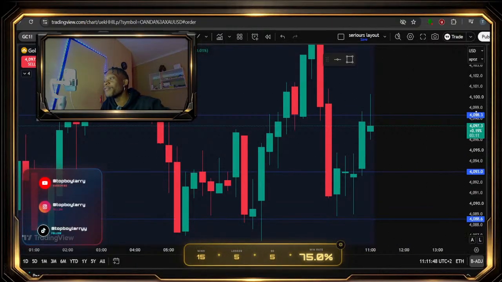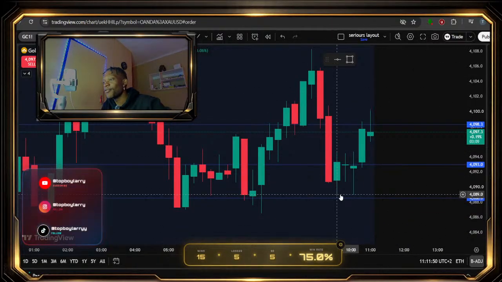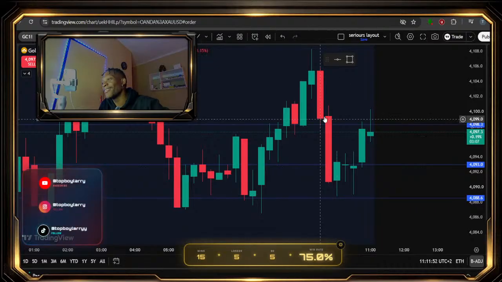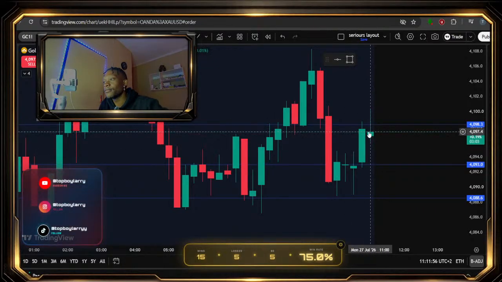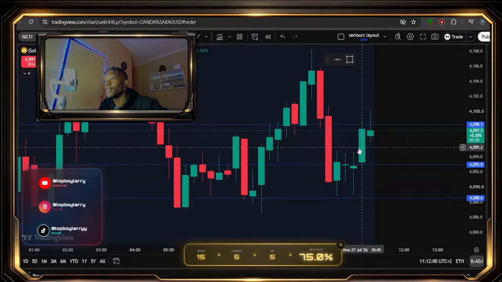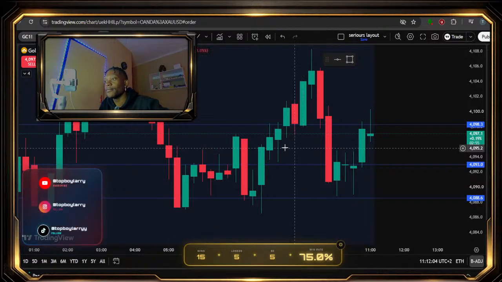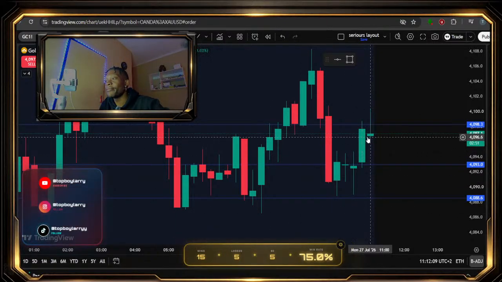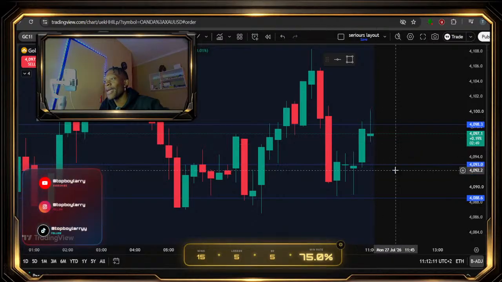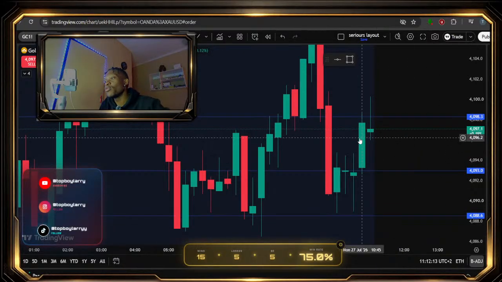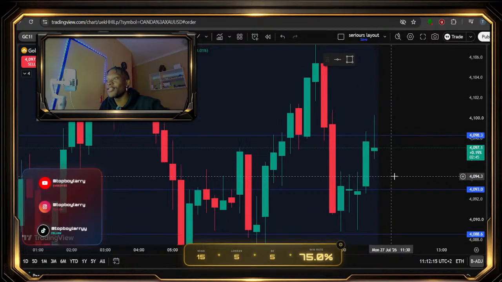Look at how long we've been waiting. 2 hours for no trade, literally for nothing. You guys see that? There's nothing here. But this candle here might just give us a move, so that's why I'm still chilling here. 2 minutes to a closure. Let's see what the market is going to give us.